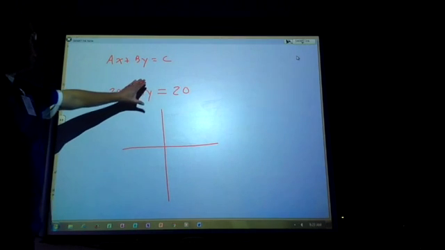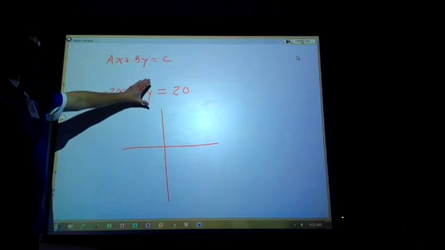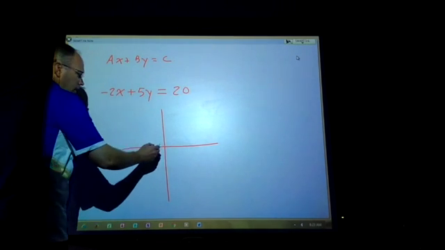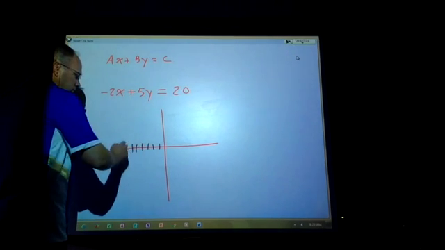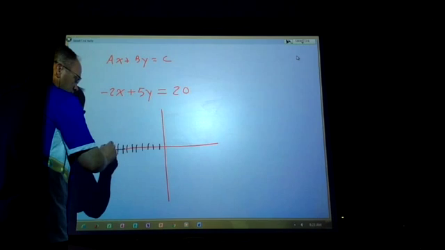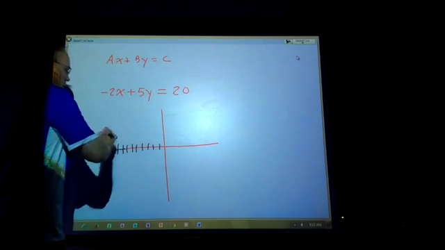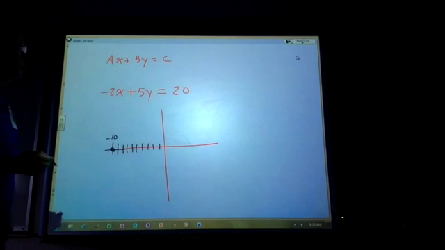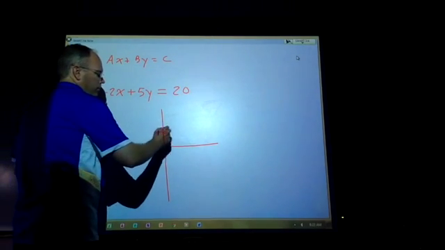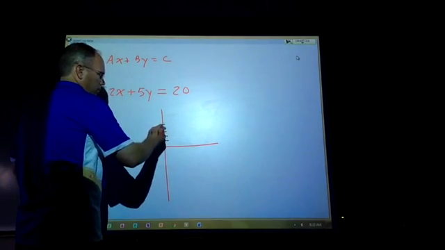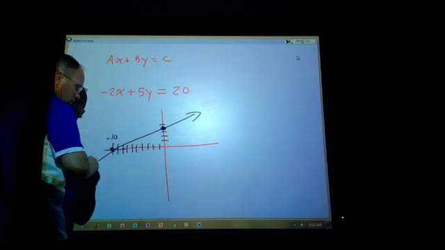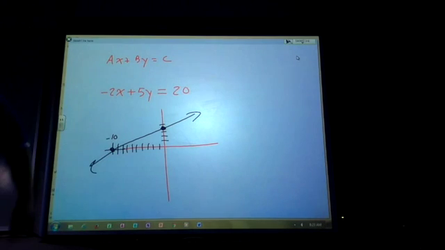So I'm going to cover up my y component. I get -2x equals 20. So what does x have to equal to? -10. All right, if I cover up 2x, 5y equals 20, what's y equal to? Connect the dots. Okay? Please note that I have the dots all arranged.